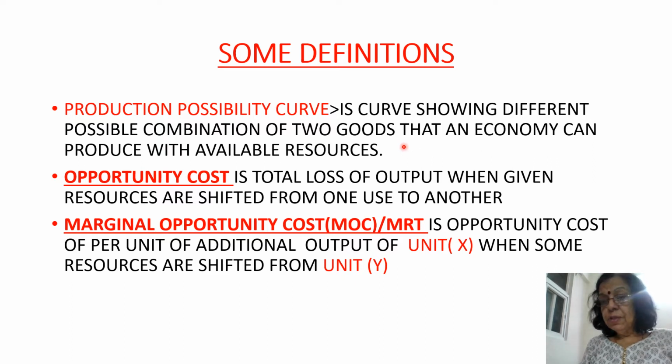Countries or economies cannot produce all the goods and services, so they will have to choose how much they can produce of one good and how much of the other. That means quantity will be decided.